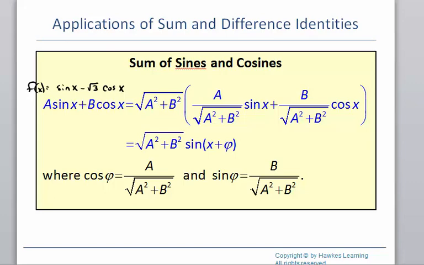So as I do that, what I notice is that the a value is the number that sits in front of the sine, which for us is a 1. And the b value is the number that sits in front of the cosine, which for us will be negative square root of 3. So I know right now that a is 1 and b is negative square root of 3.